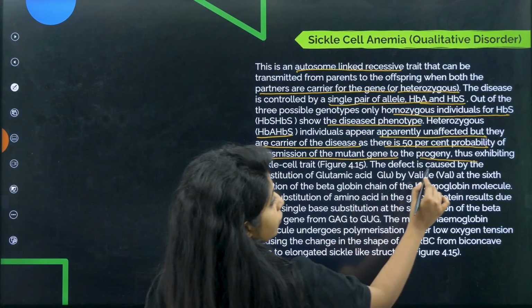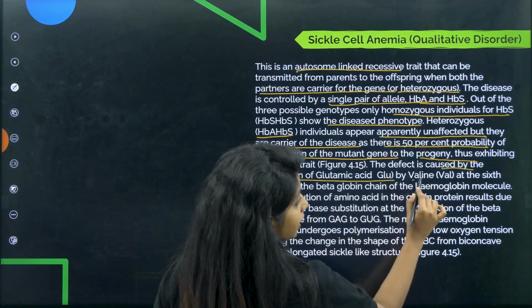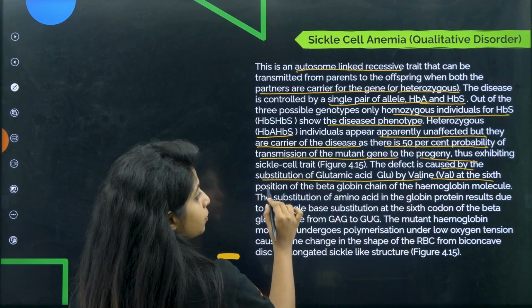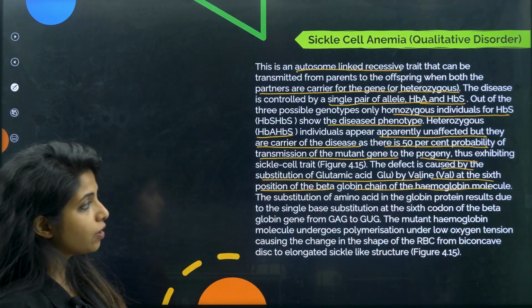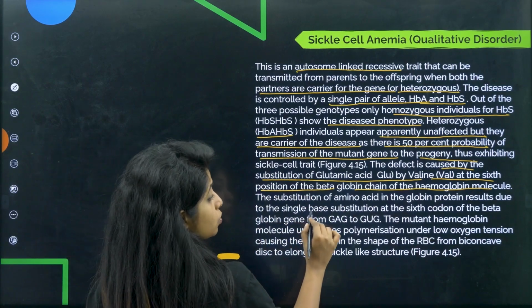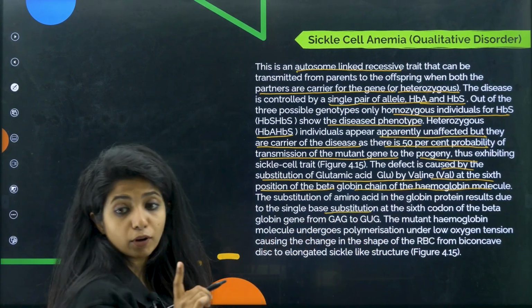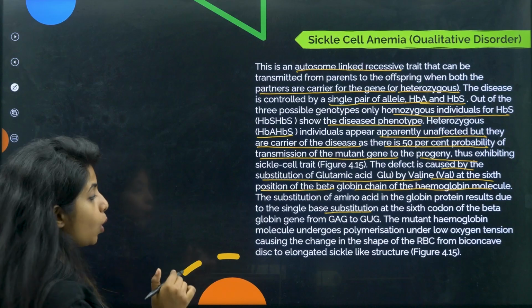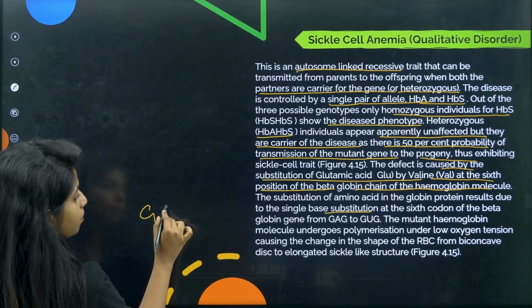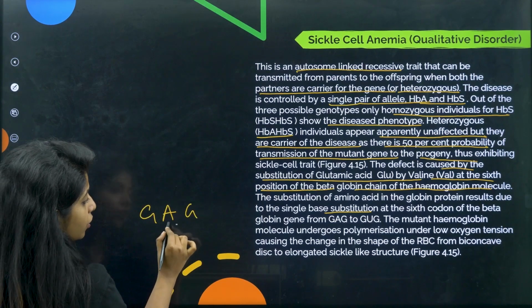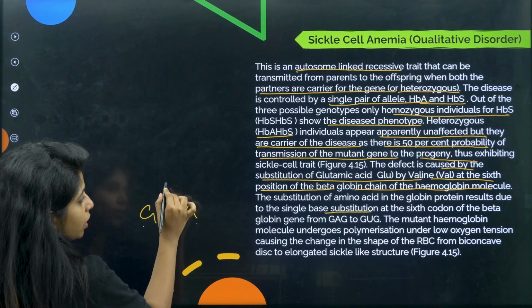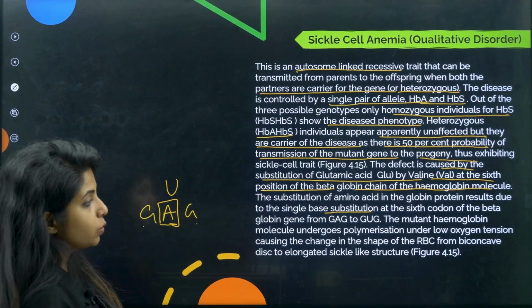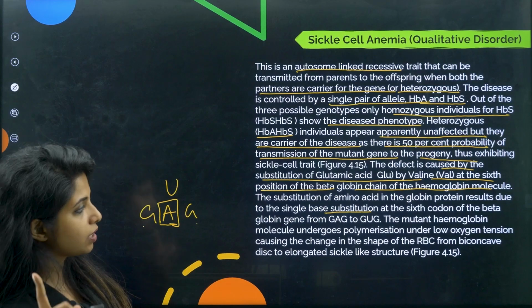Yes. The defect is caused by substitution of glutamic acid by valine at the 6th position of the beta globin chain of hemoglobin molecule. The substitution of amino acid in the globin protein results due to single base substitution. This is an example of single base substitution. So all these things that you see, you call them bases. And over here, you're not changing this and this. There's only a single base that is getting substituted. Okay, so this is an example of single base substitution as well.